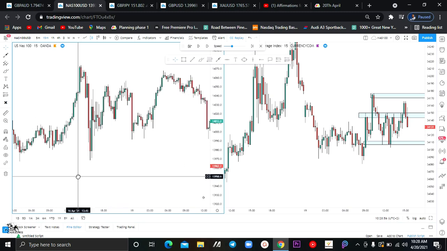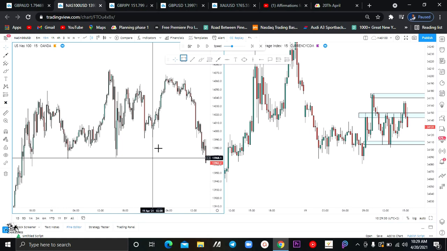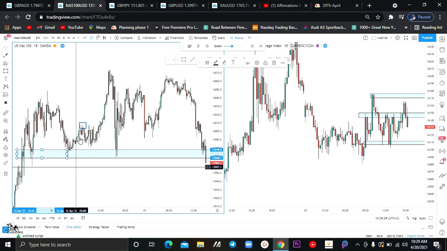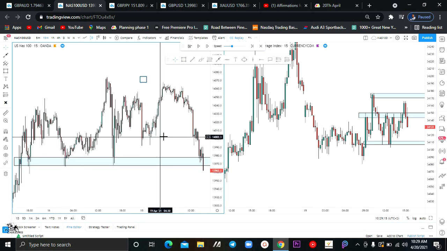So, guys, I just want to take you through and show you everything. One of the most important things that I first do on my 15-minute time frame is that I draw my key areas here. So you can see that we have my support.